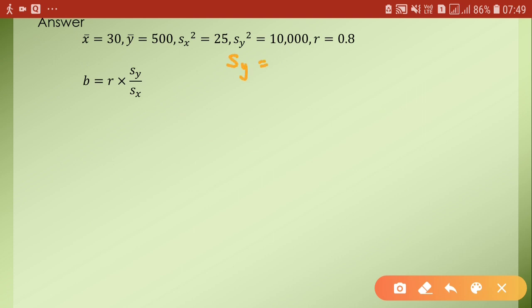If sy square is 10,000, what is sy? 100. Yes, it should be 100. If the square is 10,000, then sy should be 100. In the same way, if sx square is 25, what should sx be? 5. Yes, it is simple. You just have to take the root of sx square and sy square.